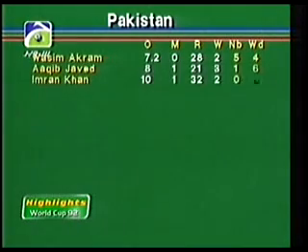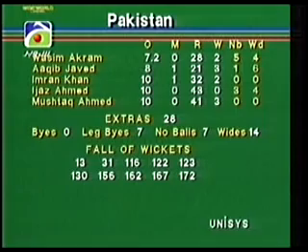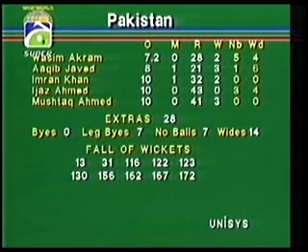Wasim Akram, 2 for 28. Aqib Javed, who achieved the breakthrough, those 2 early wickets of Tom Moody and David Boon, finished with 3 for 21. Imran Khan, 2 for 32, bowled well. Ijaz was the weak link, but no one could get at him. None for 43 in 10. And Mushtaq, the leg spinner, took 3 wickets and bowled really well out there.